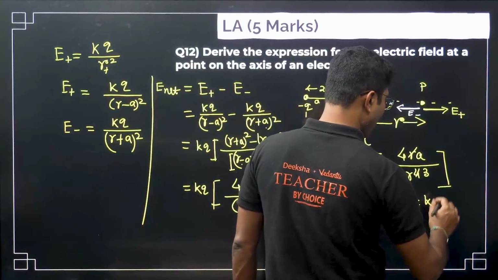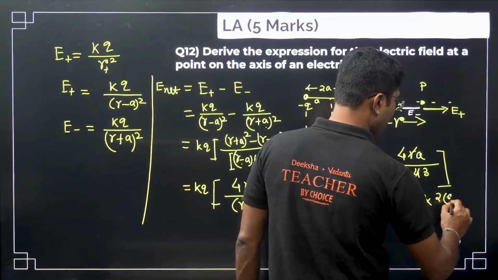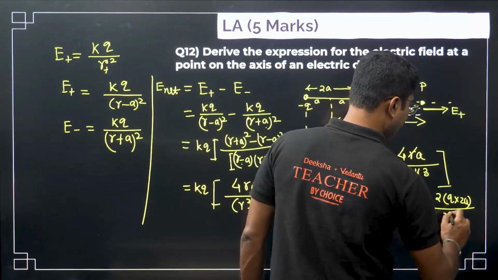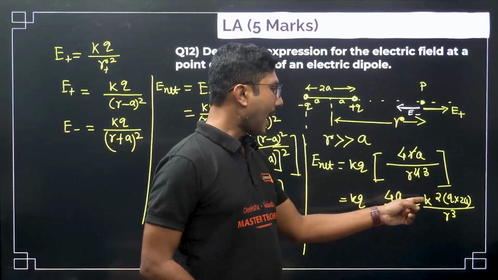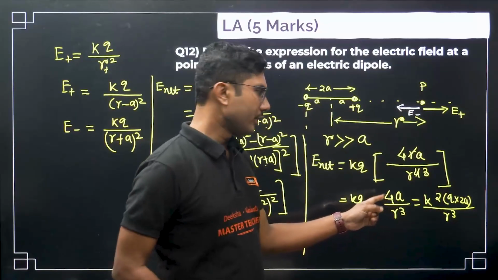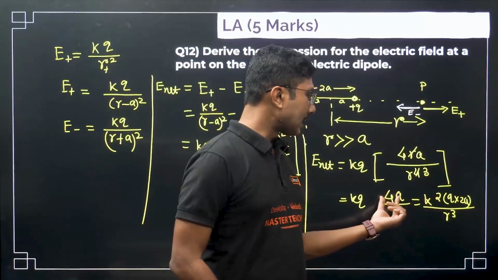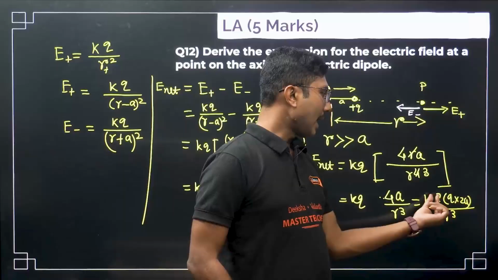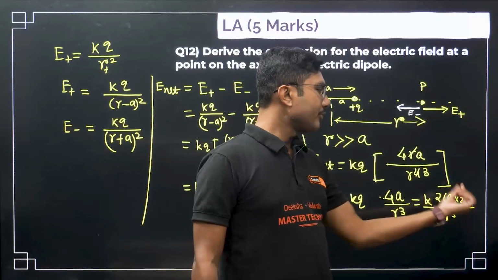K into 2 into q into 2a by r cube. What we have done? We have taken this q inside and divided this 4 into 2 into 2. So one 2 we kept outside and another 2 we have kept with a. So 2a and 2 gives me 4a, so there is no change here. We have just divided this.